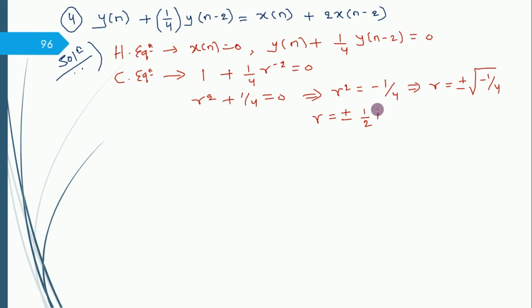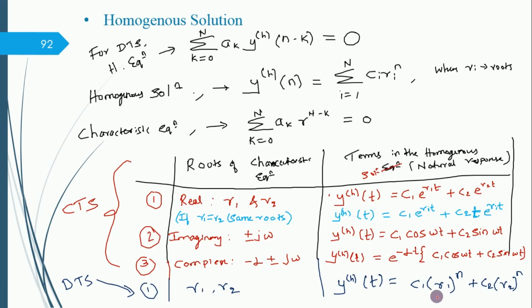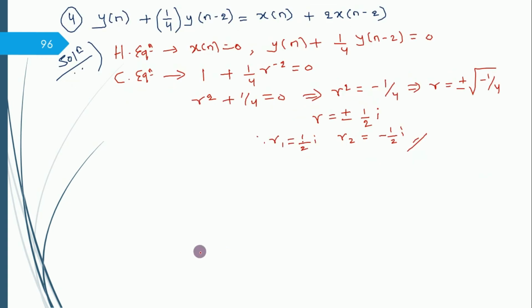So therefore r1 is equal to plus 1 by 2 i, r2 is equal to minus 1 by 2 i. These are complex roots. For discrete time, there is no variation between real roots or complex roots. Whatever you come up with, you should put it in this manner. There is no difference like continuous time. In continuous time, you should be very careful: if it is real, this is a solution; if it is imaginary, this is a solution; if it is complex, this is a solution. But in discrete time, whatever might be the roots, this is the form. So directly I take the general form and I write the homogeneous solution.